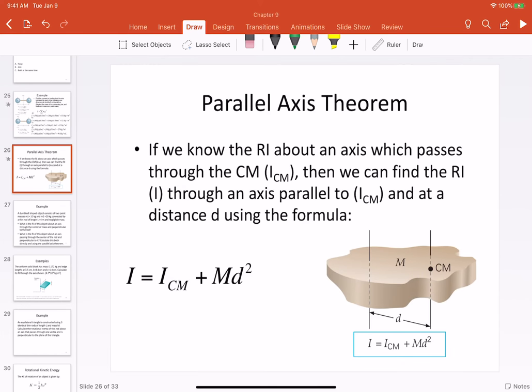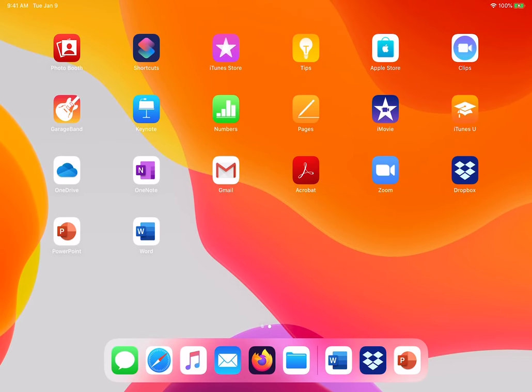There is one more piece of information that we need in order to calculate rotational inertia, and it is called the parallel axis theorem. So what is the parallel axis theorem? So let's go back to our Word document.